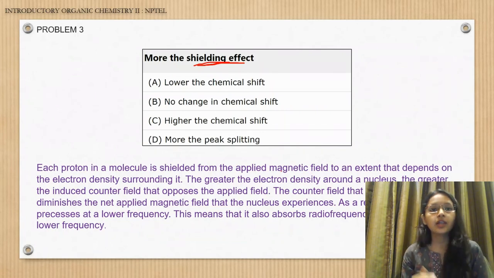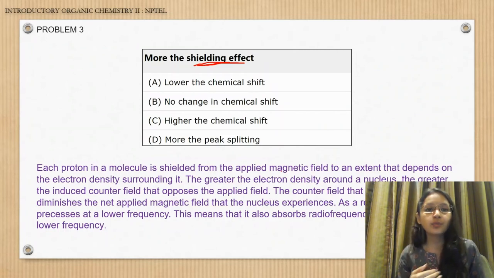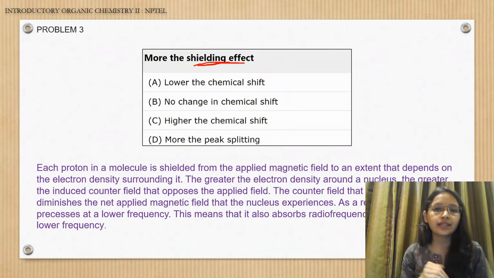If the shielding effect is low, then our nucleus is going to precess at a higher frequency, that is, at a higher chemical shift value. This means that the more the shielding effect, the lower is the chemical shift value. Okay, lower is the frequency at which it resonates in the 1H NMR. Okay, is it clear?